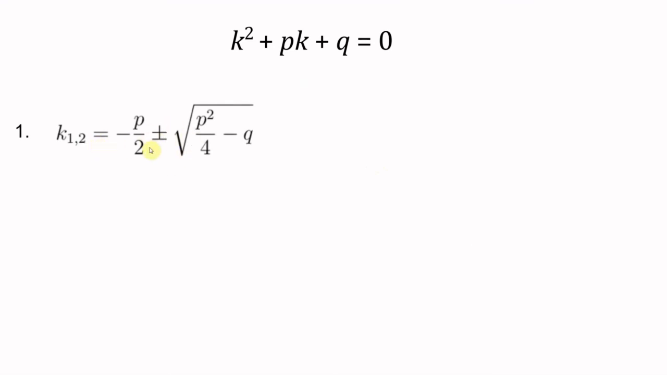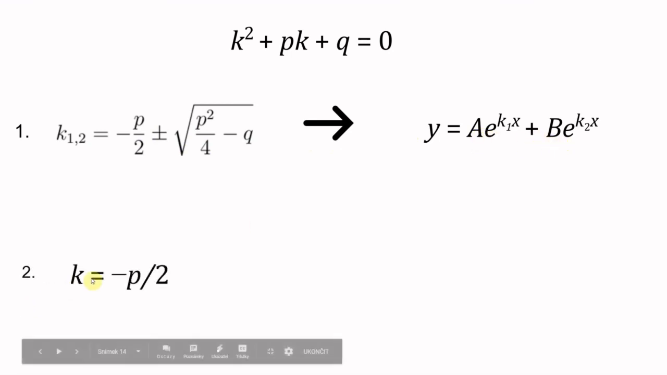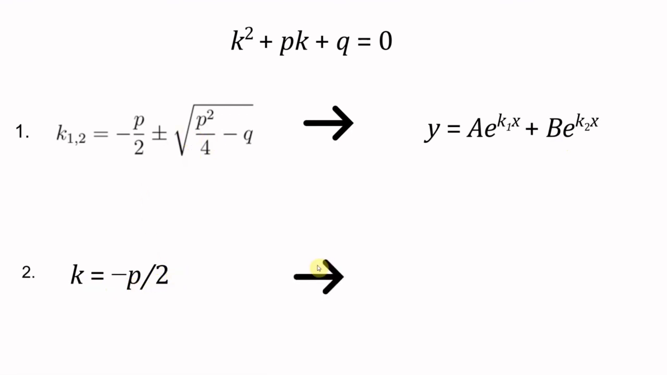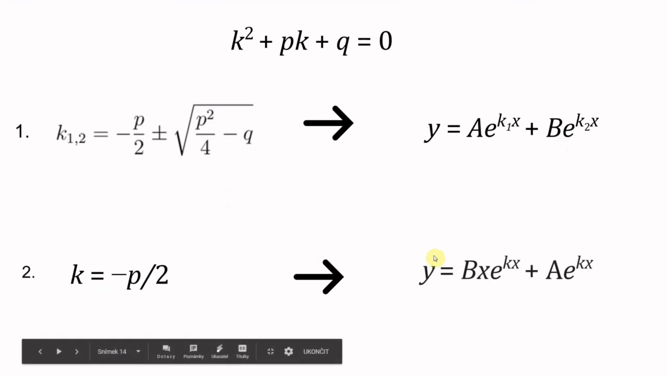If we get two expressions for k, which can be either real or complex, the general solution to the differential equation will be in the following form, where a and b are arbitrary constants. In the second case, where k will be only single valued, the solution to the differential equation will be in a slightly different form.